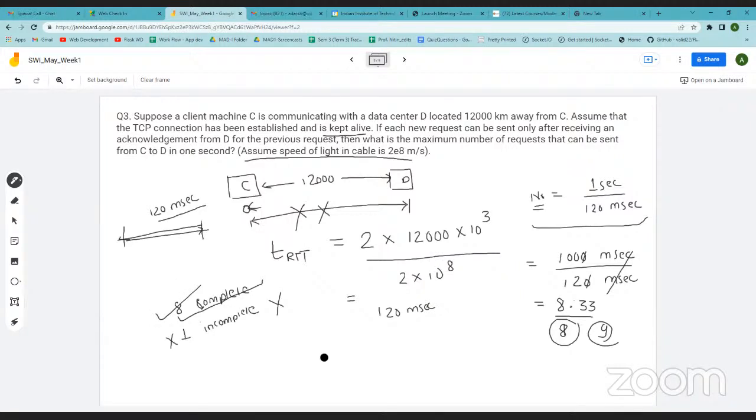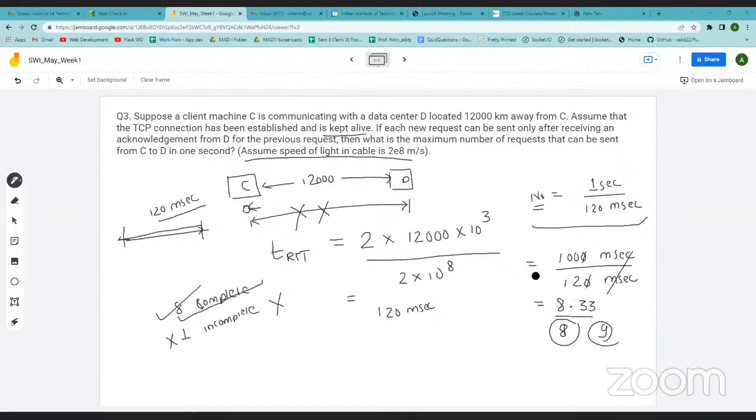So those who have given 9 as the answer, okay, some have given 17 also. This may be because of this 1200, right? So this 1200 into 2, you may have got it as 60 seconds, and dividing 1 by 60 milliseconds would be double of 8. So 16 point something would be 17, right? So yeah, this is some fractional change, 2 here and there.